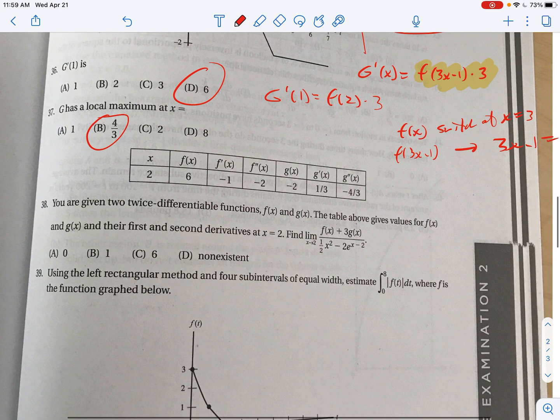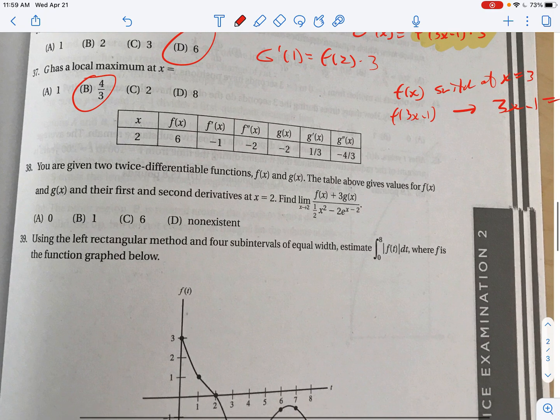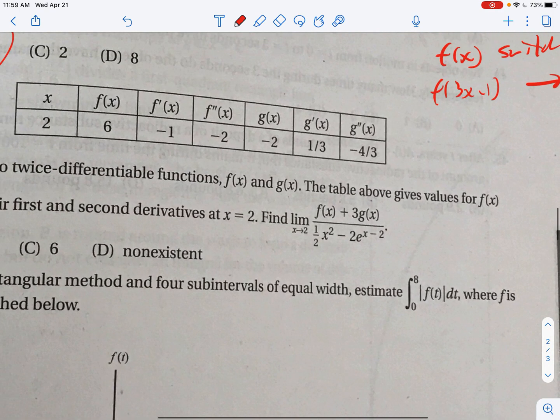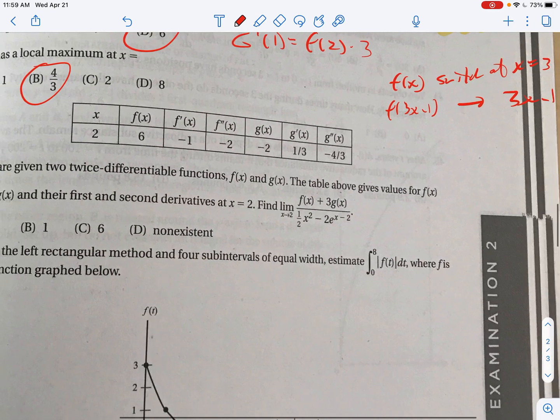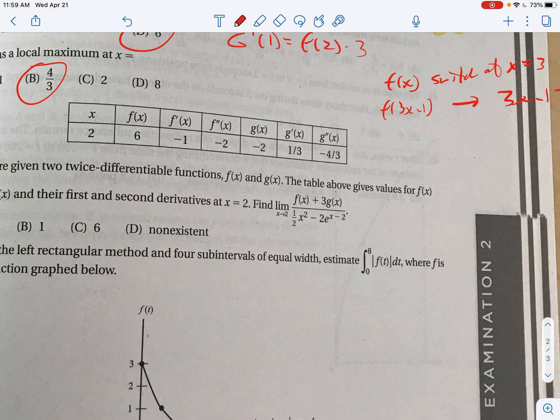All right, 38, they give you a table, and they ask you to find this limit. So our first instinct with any limit problem would be to just plug in. If I plug in, what do I have? F of 2 is 6, plus 3 times g of 2 would be 3 times negative 2, which is negative 6. In the bottom, 1/2 times 2 squared is 2, minus 2 times e to the 0. This is 0 over 0.